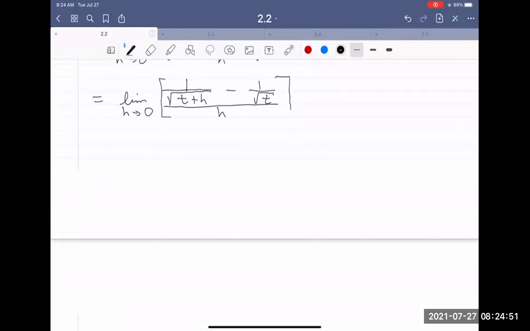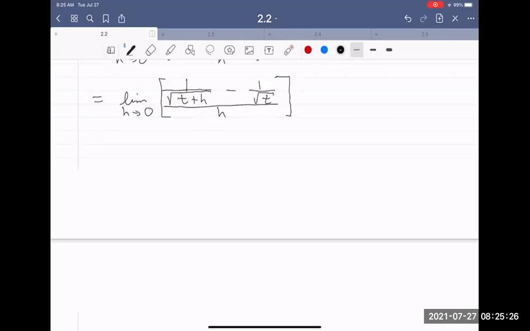Let me try to simplify this. So if you plug in 0 for h, then this is just equal to 1 over the square root of t minus 1 over the square root of t is 0 over h, which is 0. 0 over 0 means do more work. So first, I don't like denominators. So let me get rid of the denominators. To get rid of the denominators, I'll just multiply by, well, the denominators.